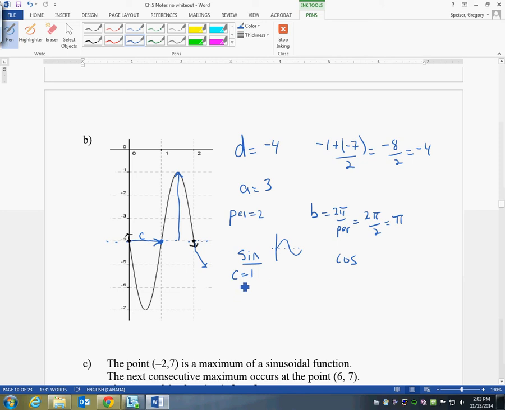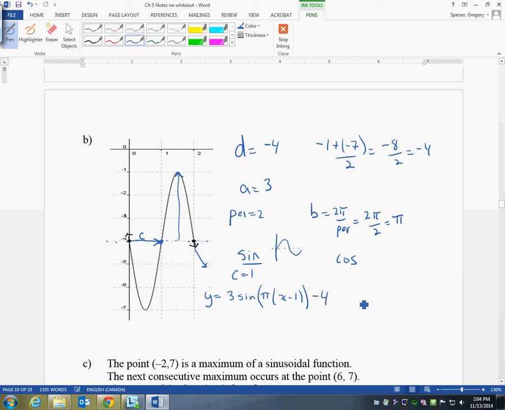And then we can write our equation here. We can say y is equal to, put the a first, 3 multiplied by the sine of, now we bring out our b value, which was pi, x minus c, which is 1. We should really put brackets around here too, minus 4.